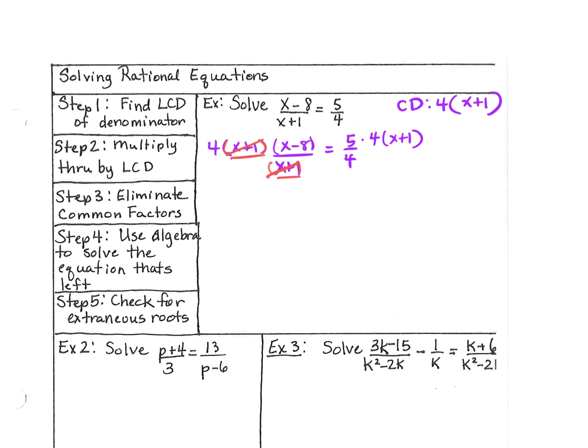Do you see we have common factors on the other side of that equal sign too? What can I mark out on the other side? The 4. Boom. Fraction's gone, guys. So now we have 4 times x minus 8 equals 5 times x plus 1. Now all we have to do is distribute. So what do I get out of 4 times x minus 8? Yep, 4x minus 32. And then the 5 times x plus 1.